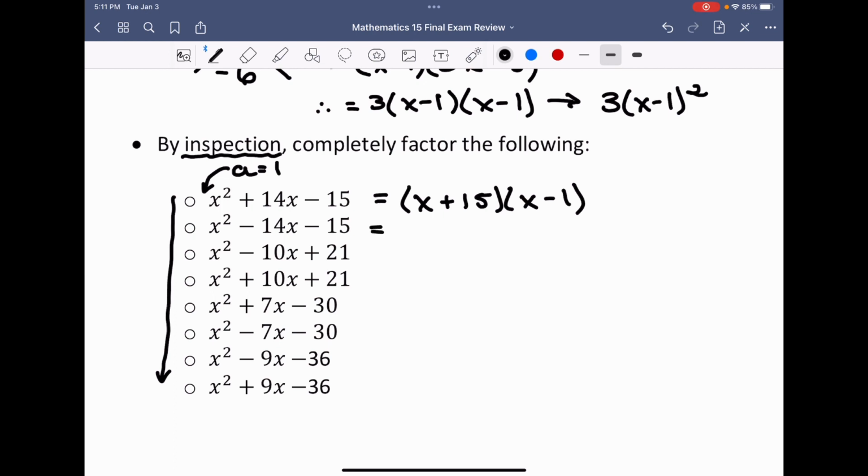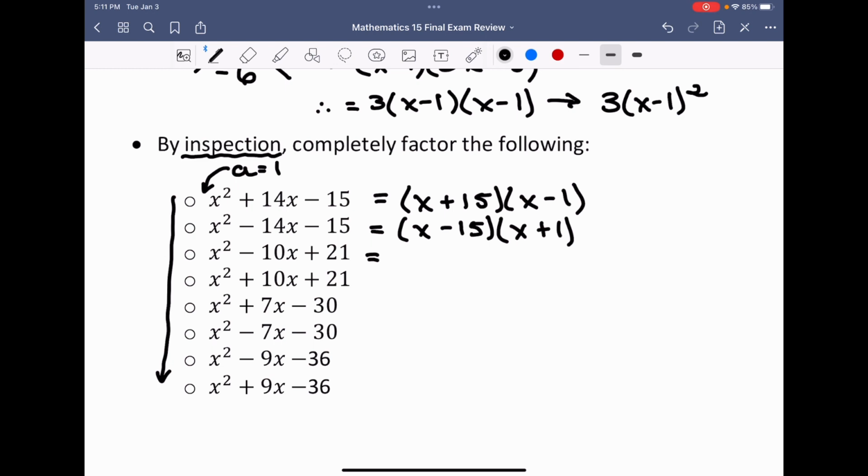Okay, now this is equal to, we're going to go to the next one, multiplies to make negative 15, adds to make negative 14. So this is going to become x minus 15 and then x plus 1. So we're just going to reverse them because now the 14 has to be negative.